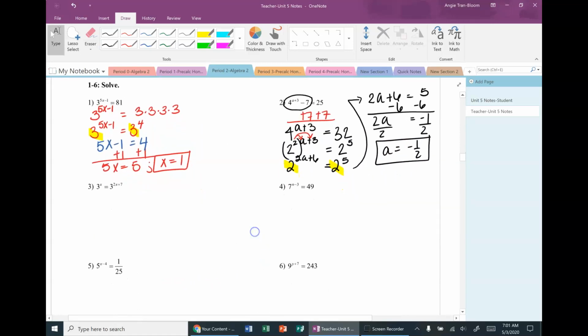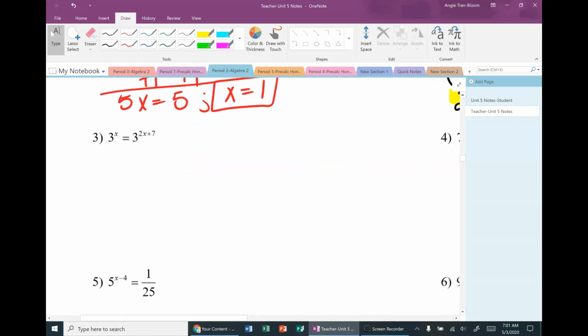Remember, you can always pause these and then write down the work, okay? If I'm going too fast, don't feel rushed. You can always pause it or rewind or listen to it again. Next example, 3 to the power of x equals 3 to the 2x plus 7. Now, as you can see, the bases are already the same, so we can just drop the bases because they both have a base of 3.